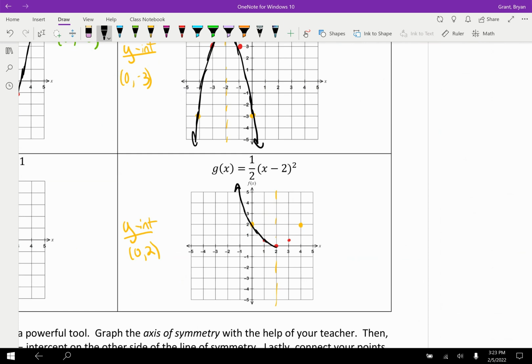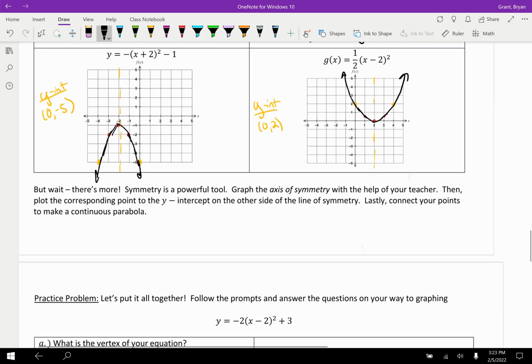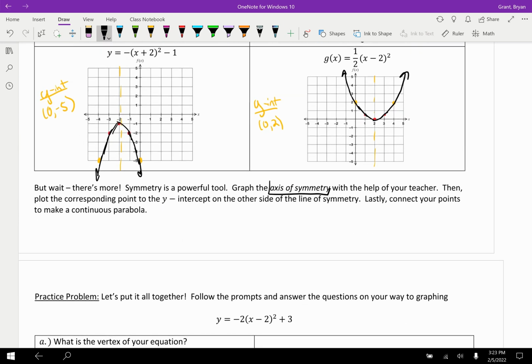This parabola is wider than the others, as it should be with the 1/2. It goes up half as quickly. Right? This axis of symmetry is that dashed line I did every time. You don't always have to include it, but sometimes problems will.